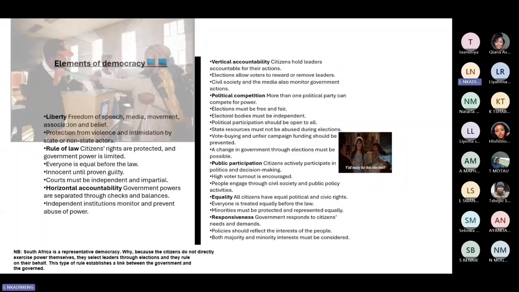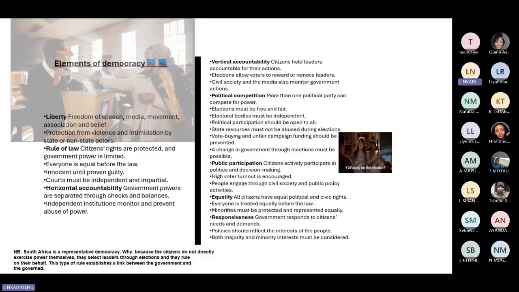Does South Africa have democracy? Yes or no? The policies should reflect the interest of people. Each and every policy, the white paper, should reflect the interest of people, so both majority and minority interest must be considered. Here in South Africa, we don't see that. Last year we had a national dialogue, but they didn't invite the ordinary people, they invited the well-known people, but we will get to that. So take note: South Africa is a representative democracy.